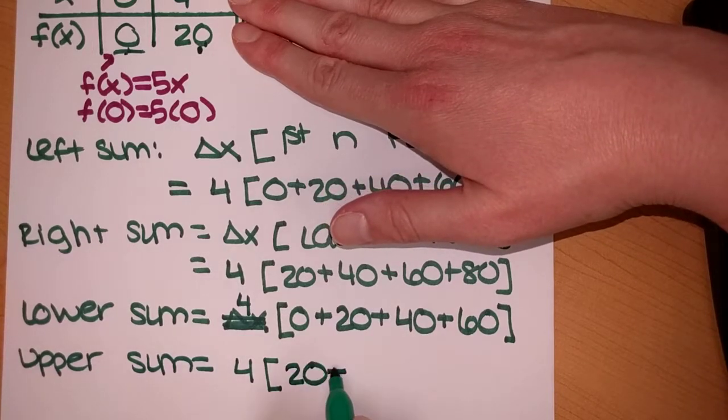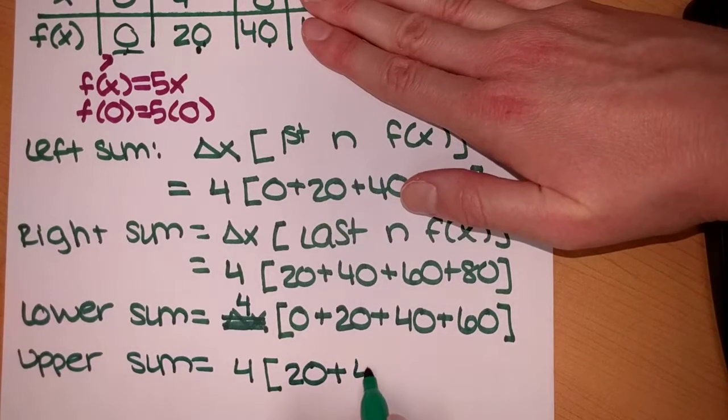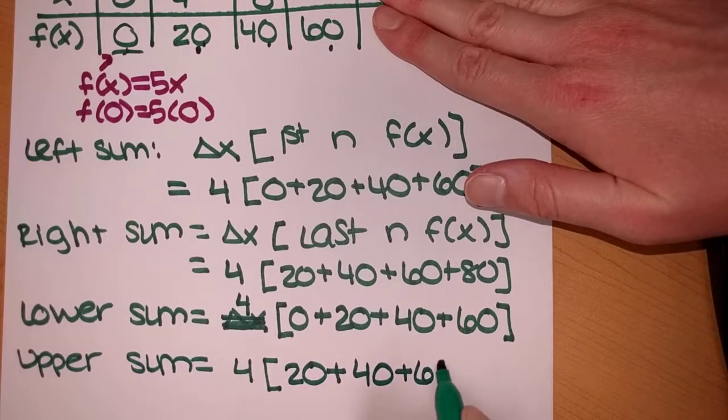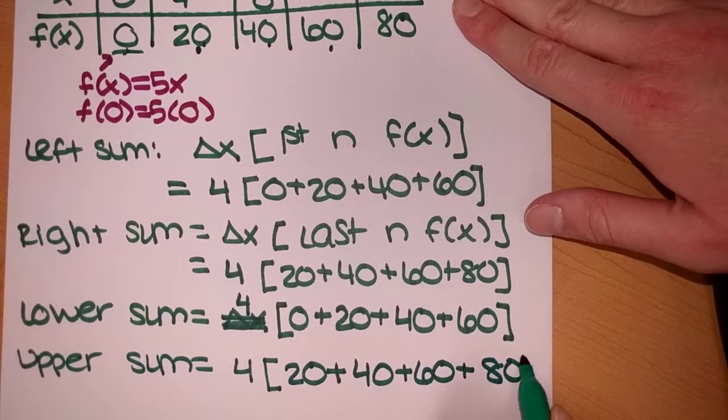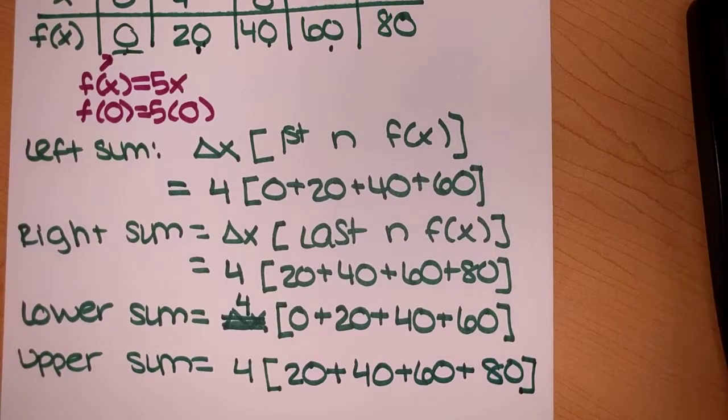And then the upper sum, I will take 4 times the upper value for each interval. So that's going to be 20 for the first interval, for the second interval 40, for the third interval 60, and for the last interval 80. And you can compute those numbers, or again for your test, I'm fine if you just leave it as an expanded out sum if you forget your calculator.